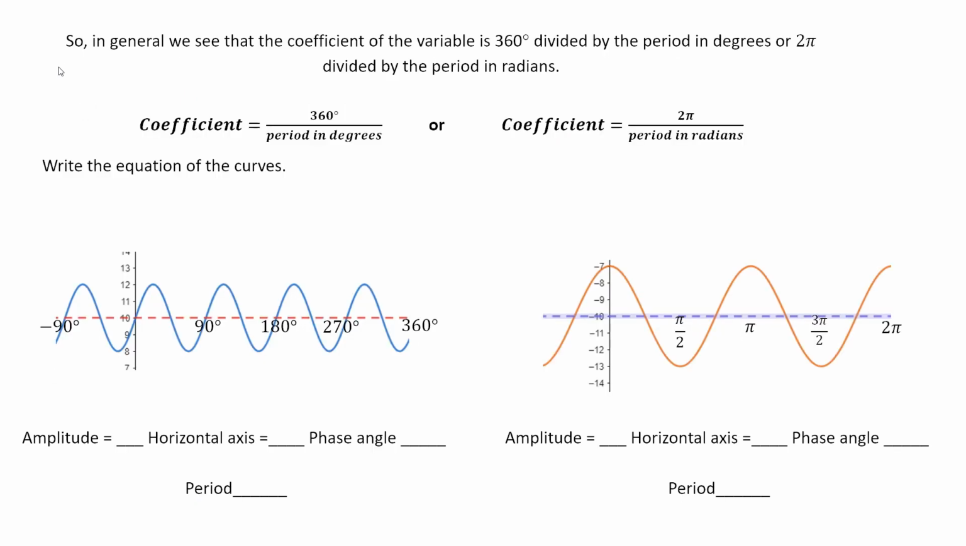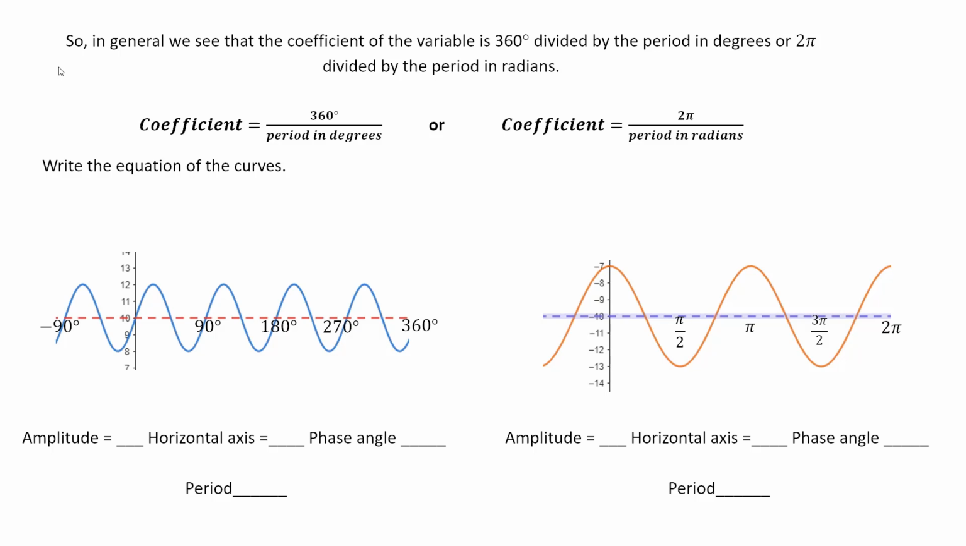Okay, so I wanted to real quick go back over the period change again, just to make sure it made sense. So in general, when you have a different period besides 360 or 2 pi for your sinusoid, you are going to be able to find the coefficient on theta in your equation by dividing 360 by the period if it's in degrees, and 2 pi by the period in radians, and that's going to be the coefficient on theta. So let's just look at how we would do this.